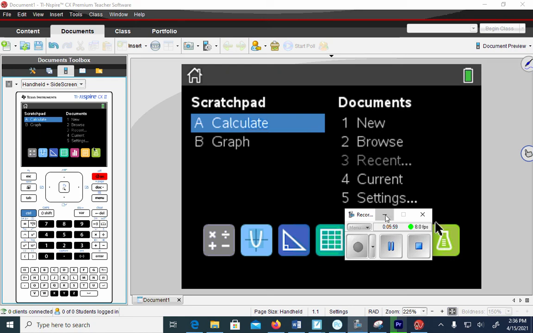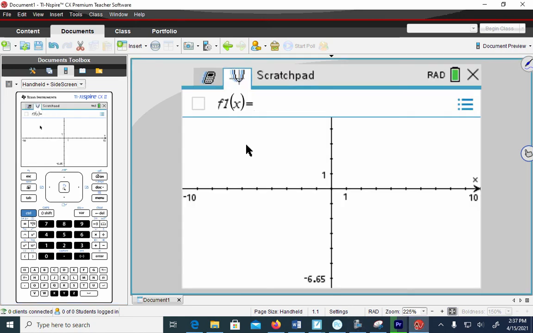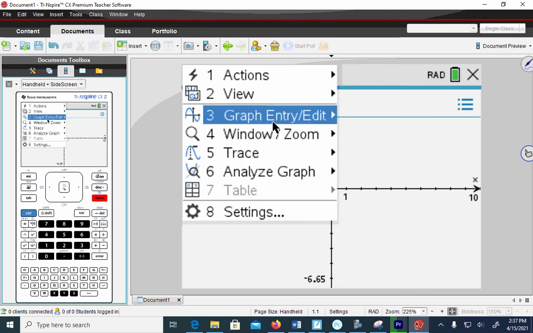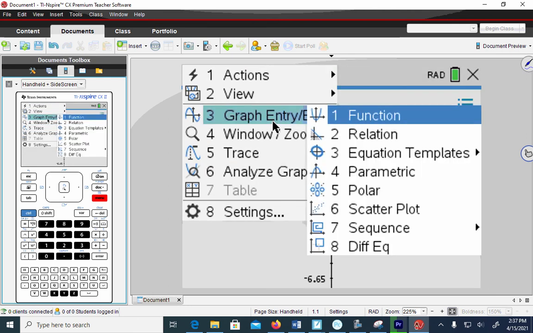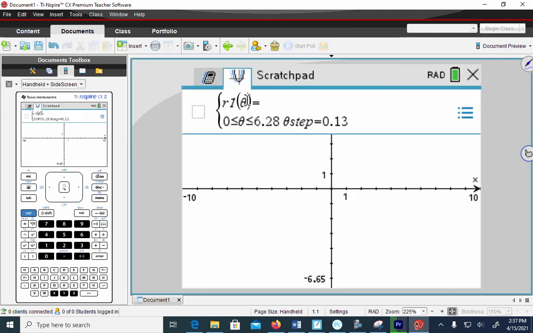So I have my calculator. I'm going to pick it up. I'm just going to do a graphing page. I'm graphing in polar coordinates, so I need to tell my calculator that. So I'm going to hit Menu. I'm going to go to Graph Entry Edit, which we've used before to do the relations. Now I'm going to go down to number 5, which says polar. And see how this says r1? That's just like the f1. That's my first polar equation.